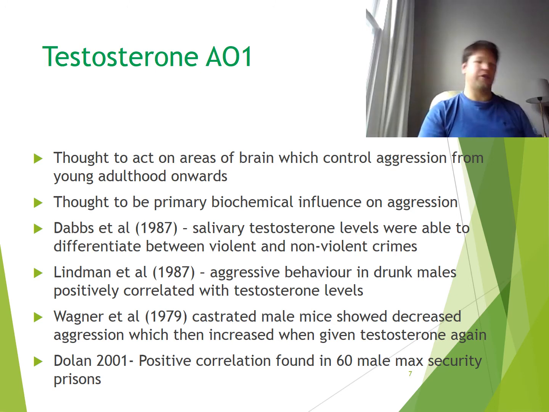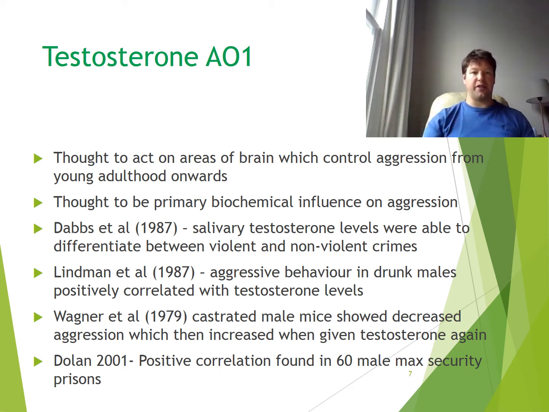Okay, so testosterone, what does this do? AO1, let's just go through it. It's thought to act in areas of the brain which control aggression from young adulthood onwards, and with this idea of young adulthood, you guys will all know, testosterone, puberty, all of these things, get heavily linked to aggression. It's thought to be the primary biochemical influence on aggression, so a lot comes out of testosterone. We've got some studies here that are going to show you the link.